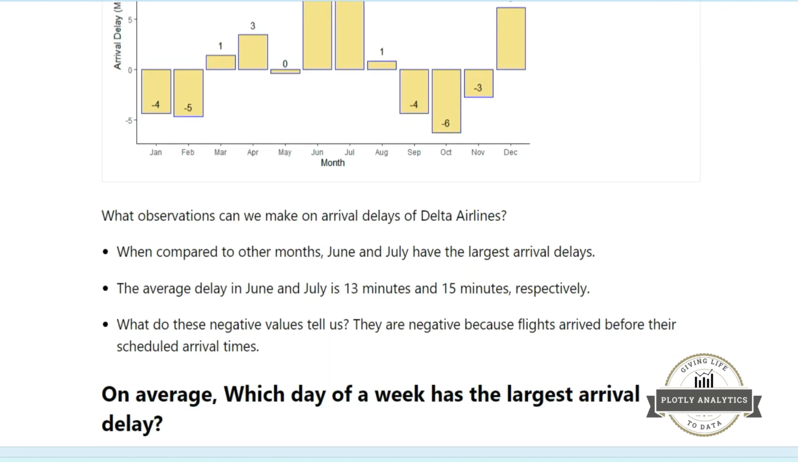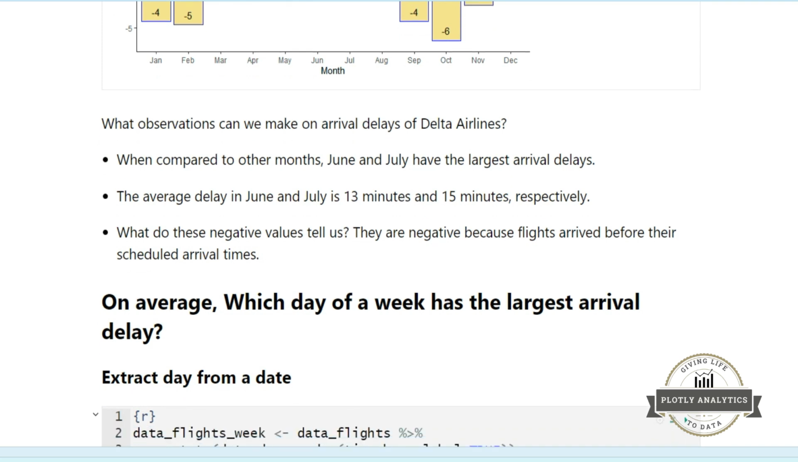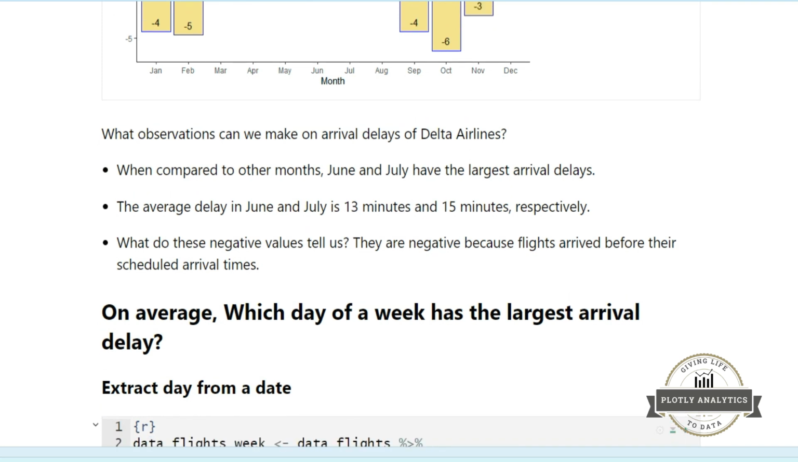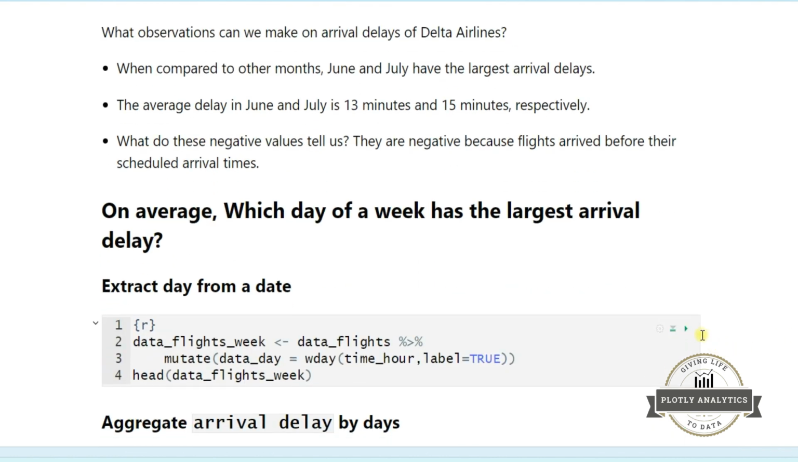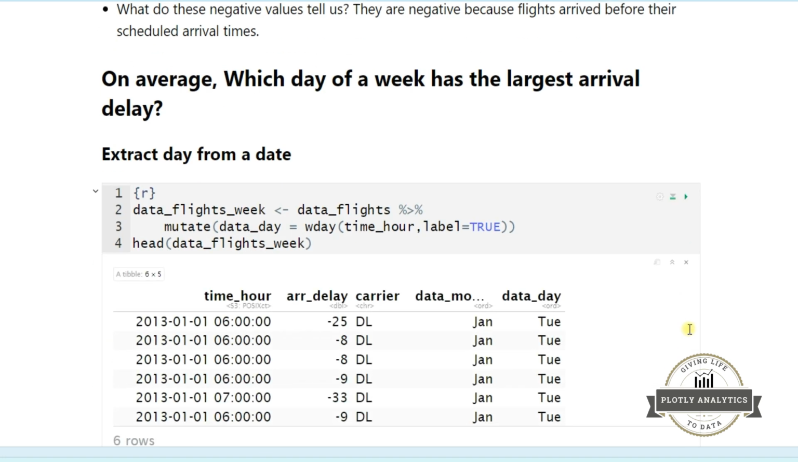Okay, so let's try to answer the next question. On average, which week has the largest arrival delay? Right, so we will have to first extract out the week information from the date time object. And for that, we will use the wday function. This wday function is used to extract the weekday information from the time object. Again, we will use label equal to true so that we can get the description of the days.